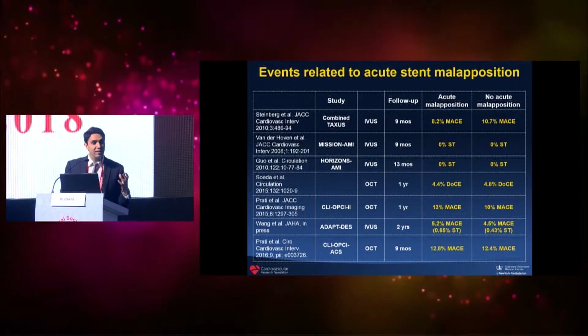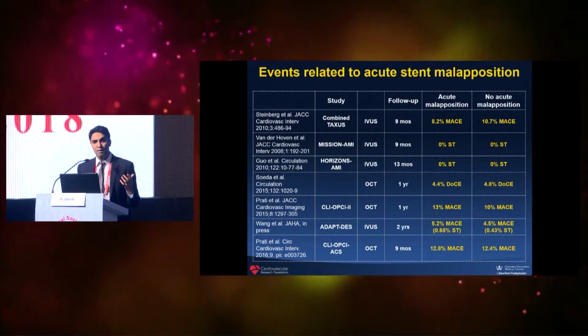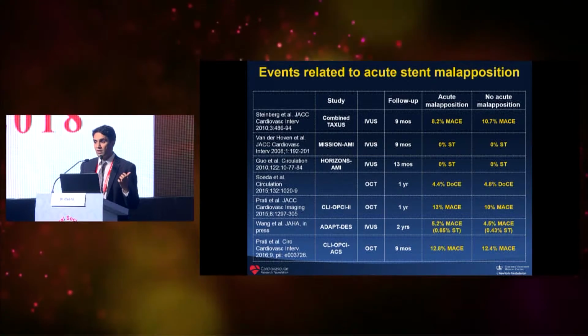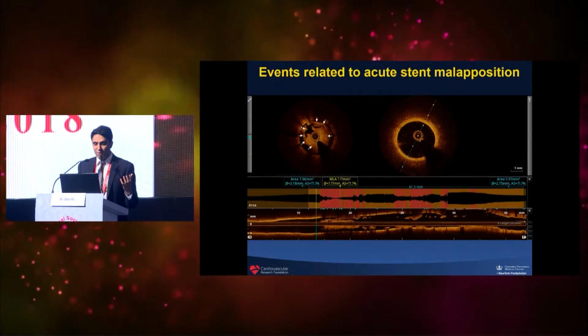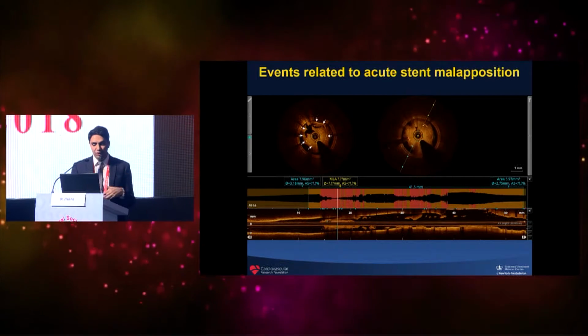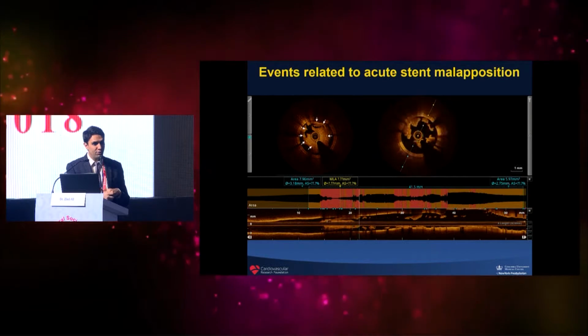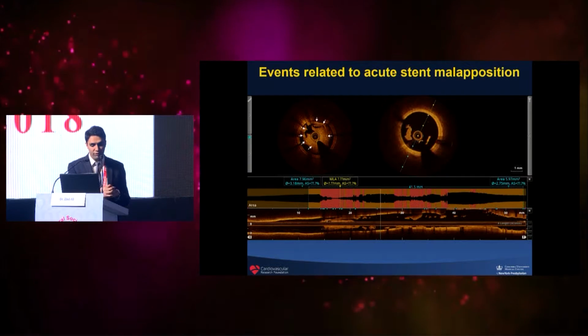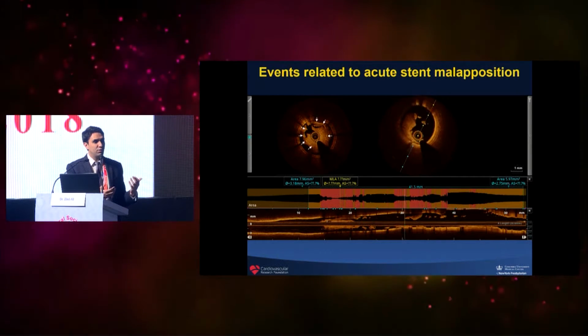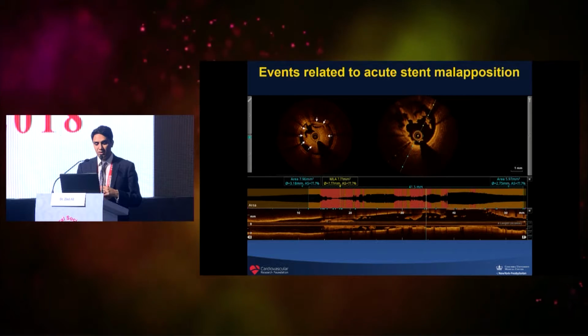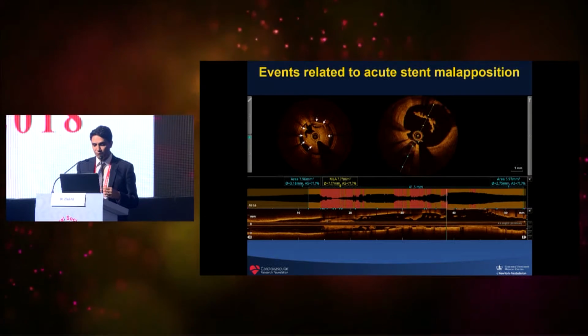While there is not clinical evidence to suggest that acute malapposition improves clinical outcome, this has to be taken in the common sense. Here you can see an extremely underdeployed stent in the distal right coronary artery with a predictable consequence of subacute stent thrombosis.